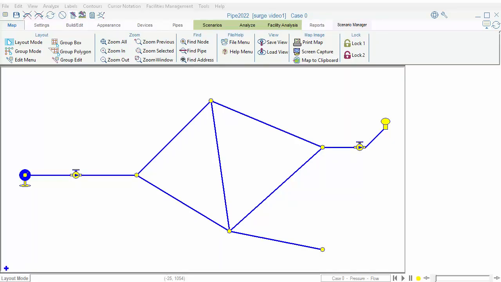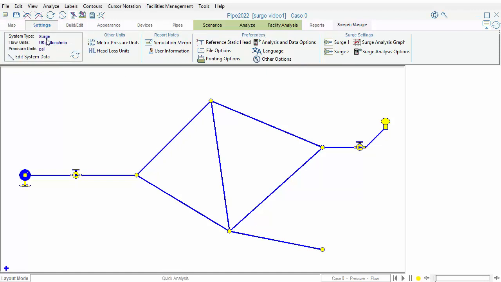The system data for a surge model is located under the Settings tab. A reference to the system type, which is surge, and the flow units and pressure units is available. Click Edit System Data.